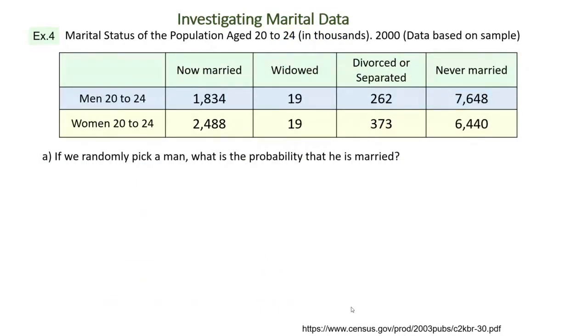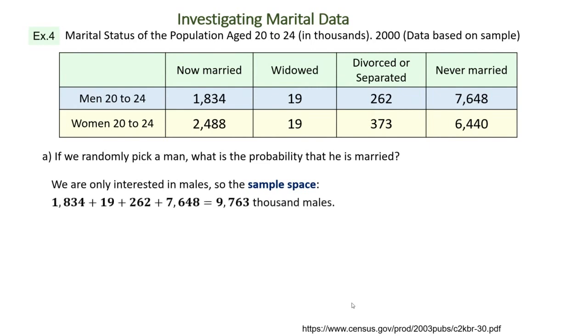Another situation: marital status of the population in thousands. If you randomly pick a man, what is the probability that he is married? We consider only the line of men. The sample space is the total number of males. In some tables you also have the total. I think in the homework you usually have the column with the total numbers. You don't need to add them together, but here we don't have this column, so we add them together. And this is the sample space, 9763.